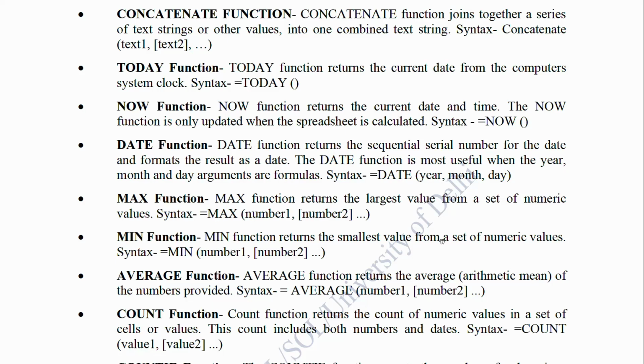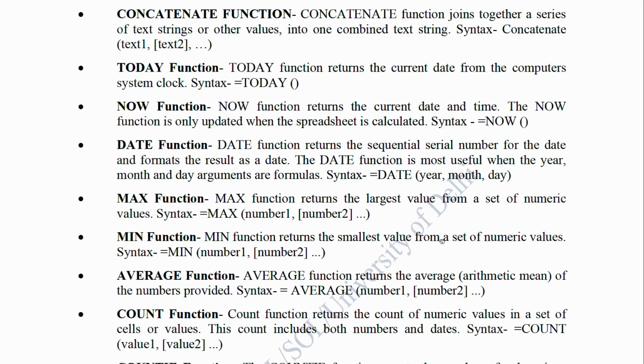Next point, max function. The max function returns the largest value from a set of numeric values. Syntax is equal to max(number1, number2 and so on). Next is the min function. The min function returns the smallest value from a set of numeric values. Syntax is equals to min(number1, number2 and so on).